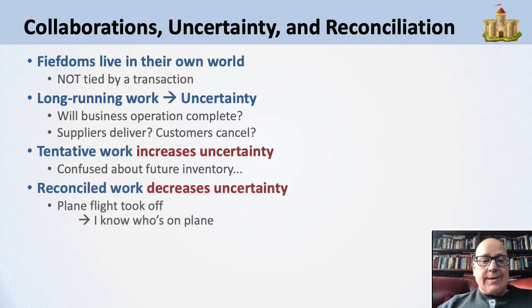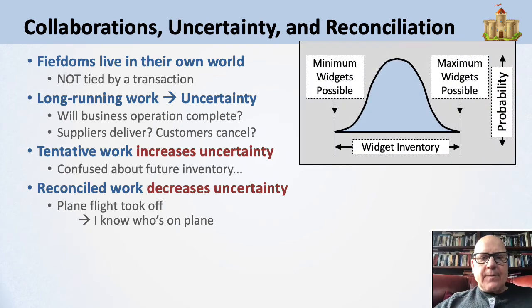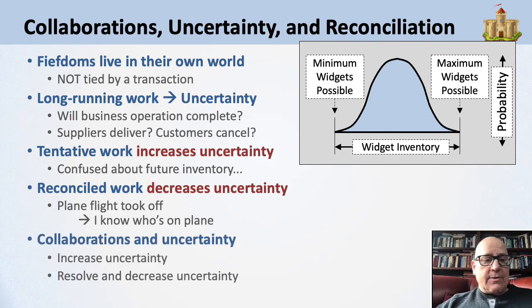Now, reconciled work decreases uncertainty. When the airplane takes off, I actually know which passengers were seated on it, and so that closes off that uncertain business where I'm not quite sure which passengers will actually make it, not sure how my overbooking is going to be. There's a lot of things to worry about. So if I'm managing inventory for the widgets, for parts, there's a minimum that I may have in the warehouse, and there's a maximum I may have, and there's a probability distribution, which copes with the uncertainty of my suppliers delivering, my customers canceling, and I'm constantly living in a world of increasing and decreasing uncertainty.